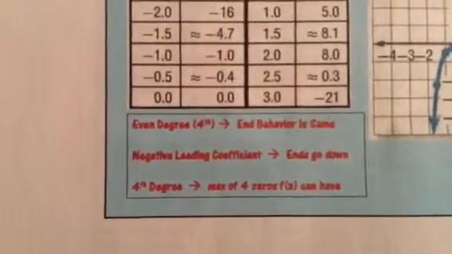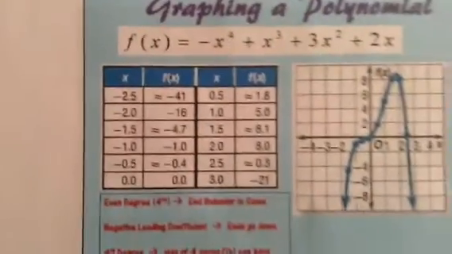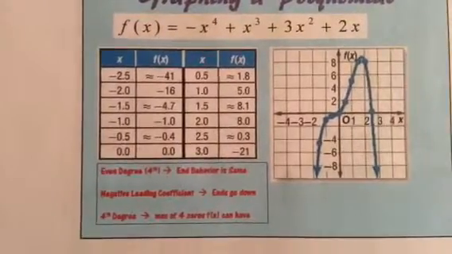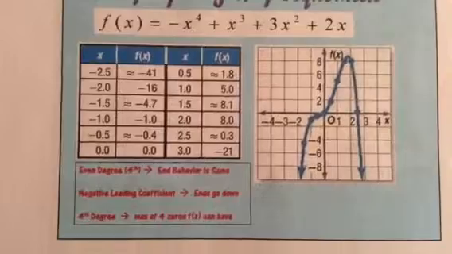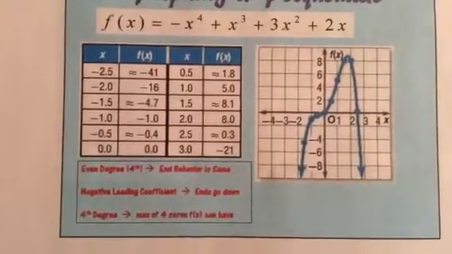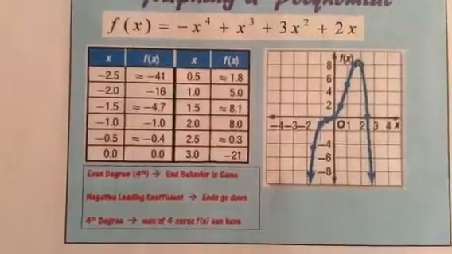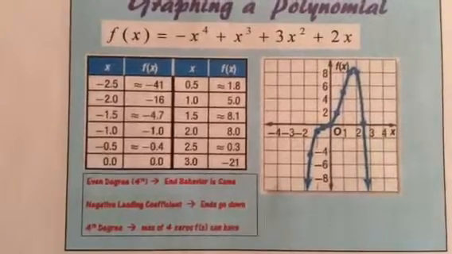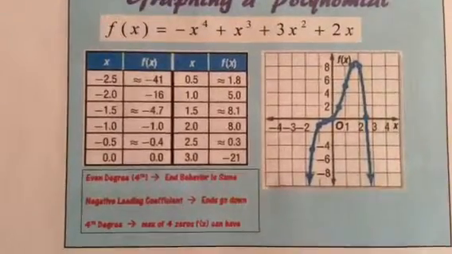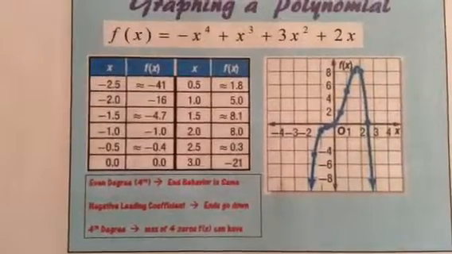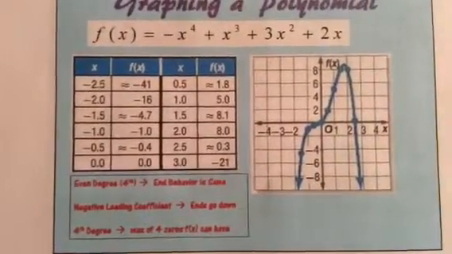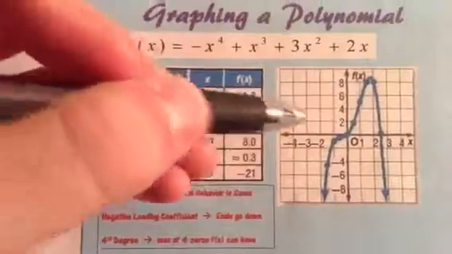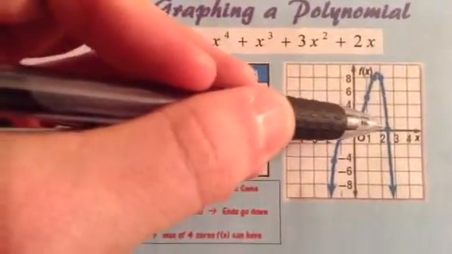We want to think about the even degree idea. So when we look back at our problem, I'll zoom out a little bit, it's negative x to the fourth, but it's an even degree. So you see in the graph how both the endpoints are going down, but they're both doing the same thing. That's important. The middle one, negative leading coefficient. Well, the leading coefficient is negative, so therefore both of our endpoints are going down. And then lastly, it's a fourth degree, so you see a maximum of 4 zeros. And we see 2 over in our problem. So you see 1 right there, and 1 right there.